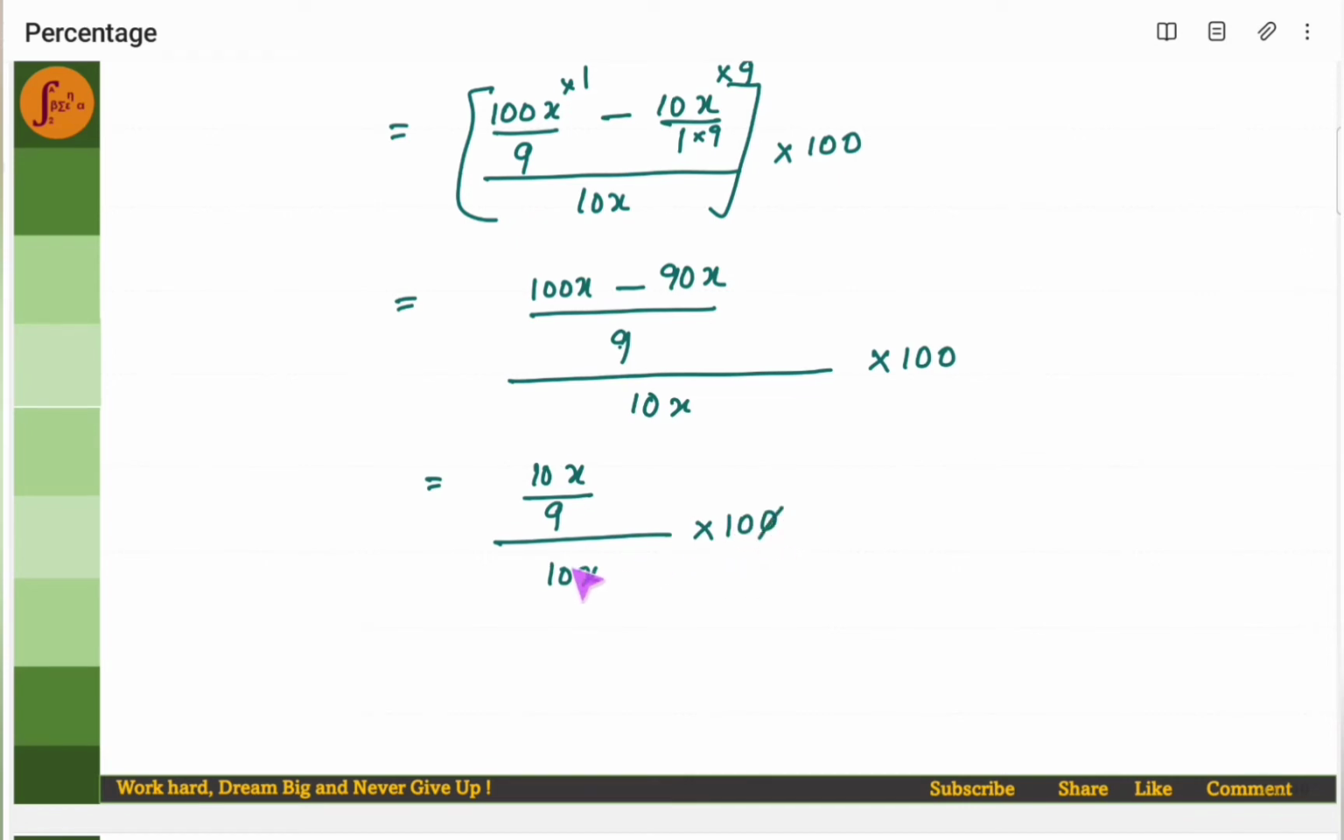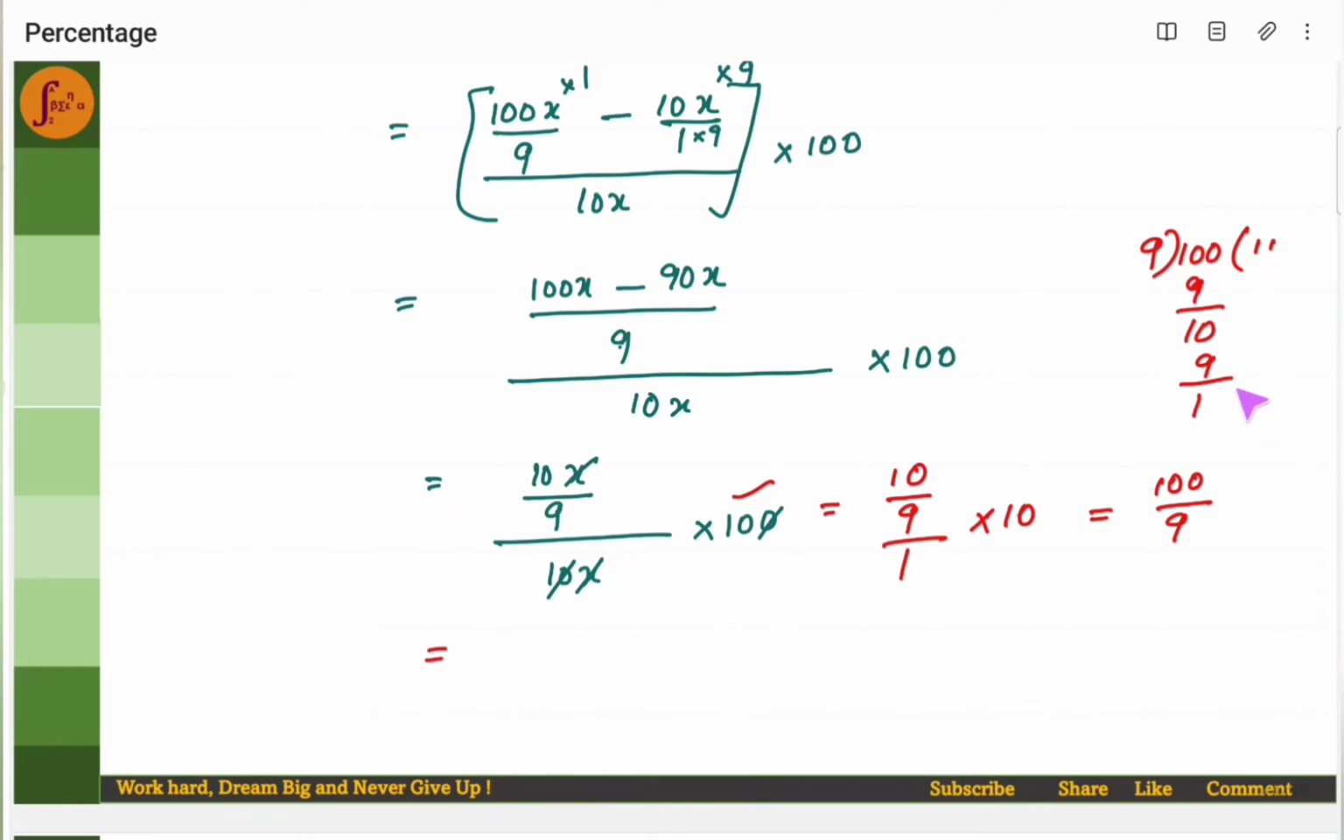Let's cancel this 0 here and this x and this x. So we'll get 10 by 9. 0 is cancelled. X is also cancelled. We're left with 1 into 10 into this 10. So what is it? 10 into 10? 100 by 9. So we get 100 by 9. What is 100 by 9? 100 by 9 is 11.